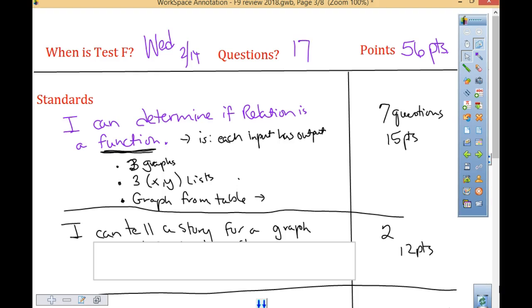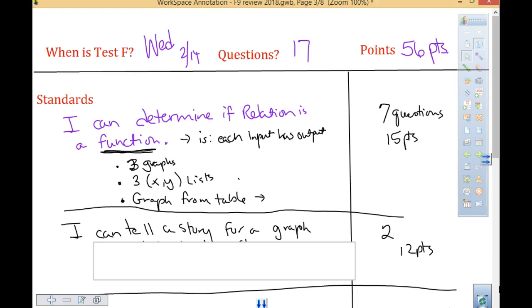So, today the question on the quiz is not this one, but people got them confused. So the test is Wednesday, tomorrow. There are 17 questions. It's worth 56 points. So the first standard is I can determine if a relation is a function. The key part of that definition, so we're in your notes, each input has one output.